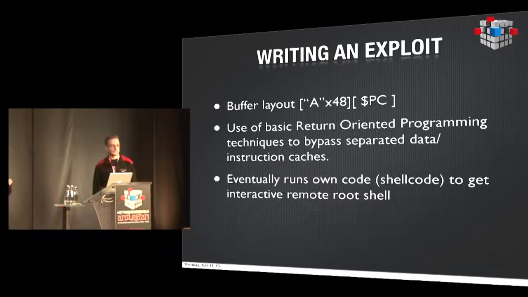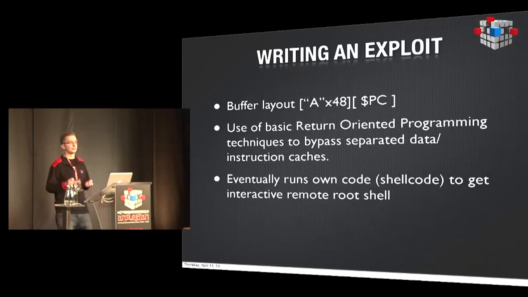So, let's talk about writing an exploit. We quickly started to minimize the buffer and find the exact position of where we were corrupting things and how we could control things. So we found out that if we send 48 characters followed by 4 bytes, these 4 bytes would control the value of PC, the program counter on MIPS. So where to go from here?